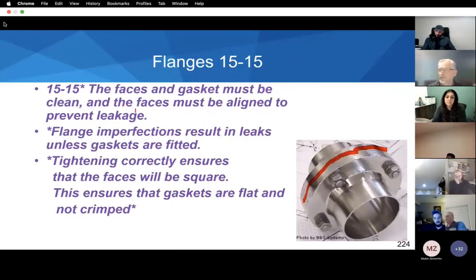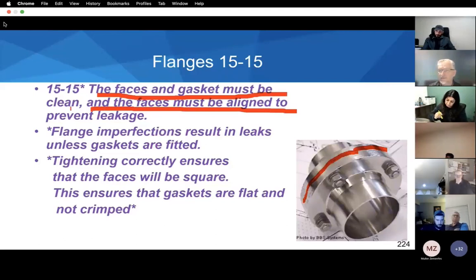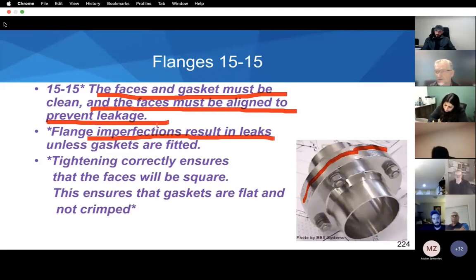When you use flanges, you use gaskets. The faces and gasket must be clean. Faces must be aligned, and that's what prevents leaks. Gaskets need to be new and in good shape. If there's cracks or scratches in the gaskets, they're going to leak. Important to tighten flanges correctly so that they line up perfectly flat and come together evenly.